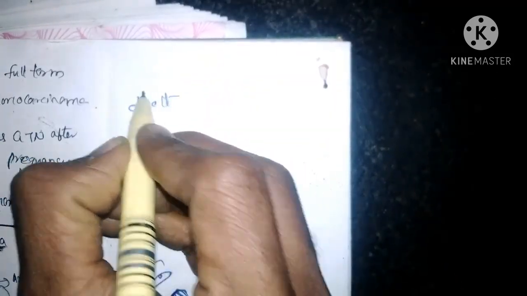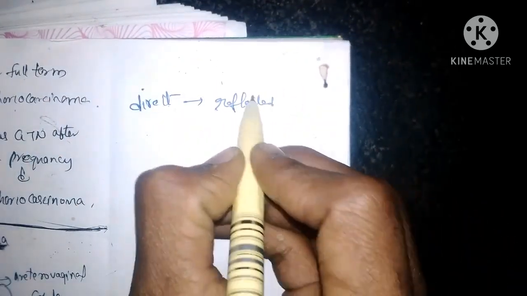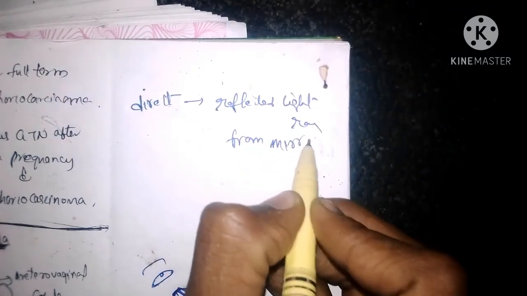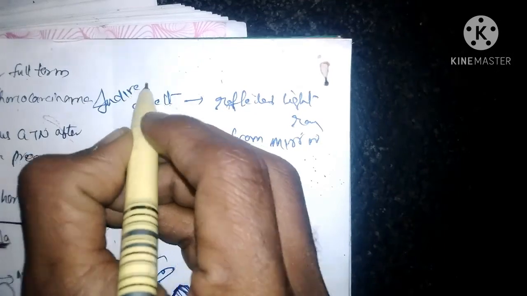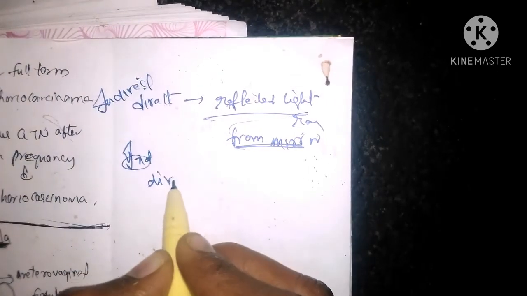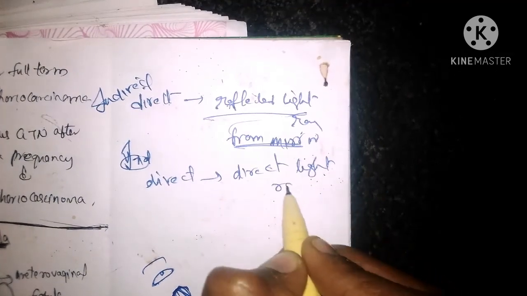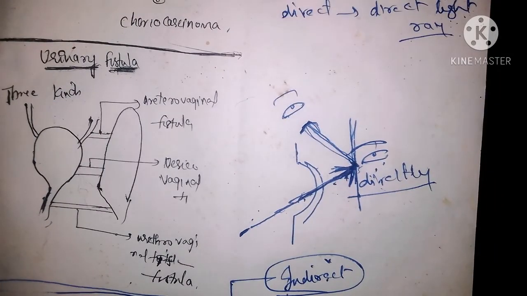So let's write it. In indirect, the ophthalmologist is seeing the reflected light ray from the mirror, whereas in direct he is seeing the direct light ray. Clear? This is about direct and indirect. Let's see the structures that we can see by this gonioscopy.